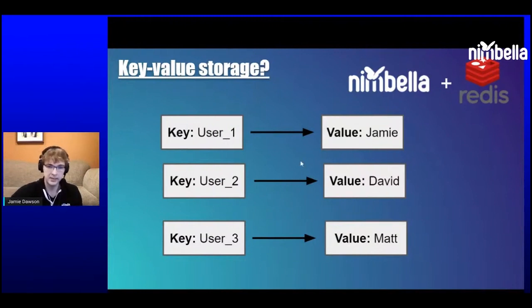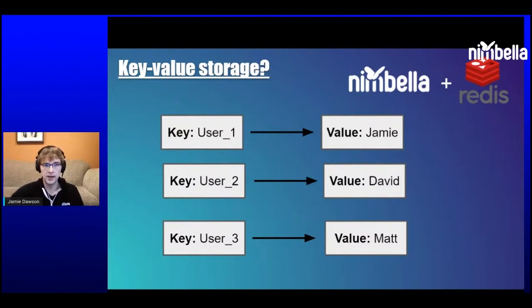And then if another guy signed up, he'd be key of user 2, and that'd be set to David. And so if I ever wanted to find specifically a certain user, I could go into my key value storage and say, hey, find me user number 3, and it would extract the value of Matt.